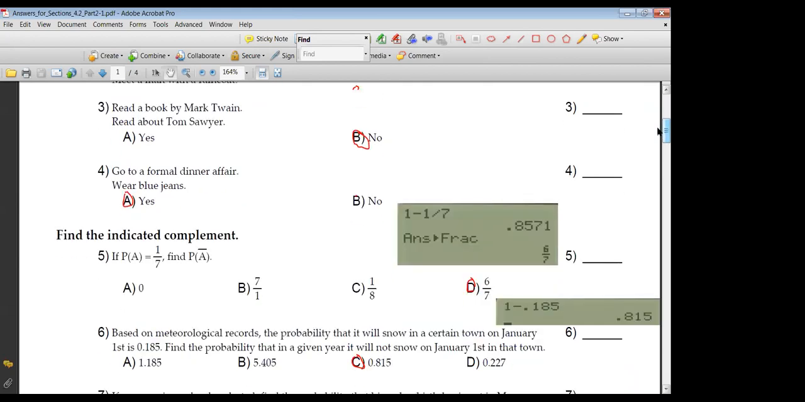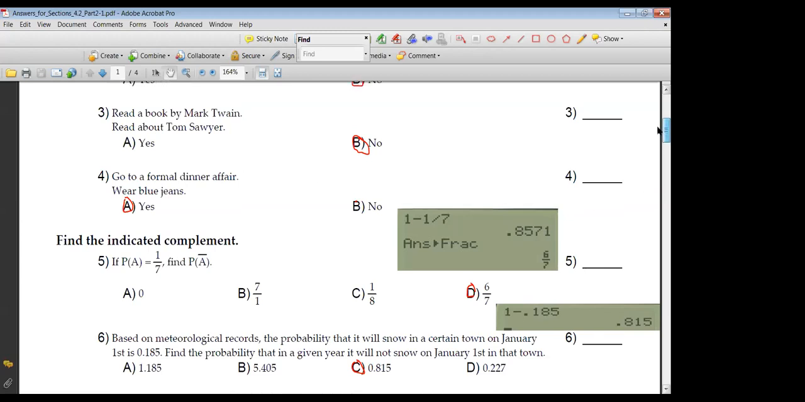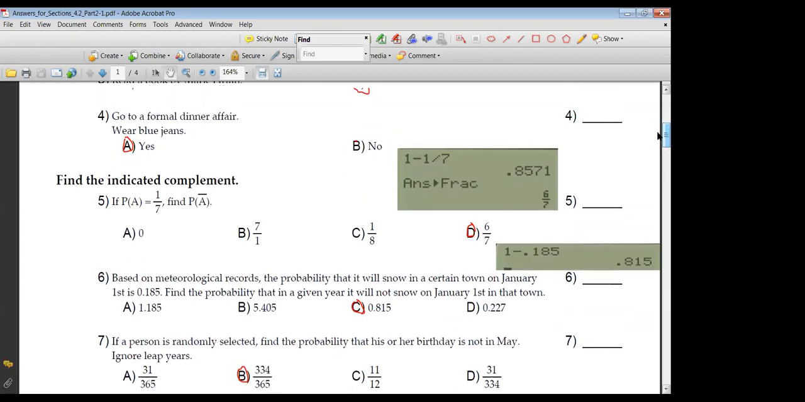You get invited to a formal dinner affair and you're wearing blue jeans. Well, hopefully that cannot happen at the same time. You're going to a formal dinner affair. For a woman, you're wearing a dress, and for a man, you're wearing a suit or a tux, right? Yes, these are disjoint. You won't find people with blue jeans at a formal dinner affair. At least I don't think you should or would. People wear jeans to all kinds of things, but for a formal affair, you'd think you'd have enough gumption to put a suit on.